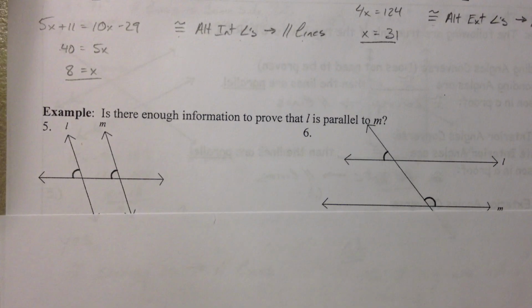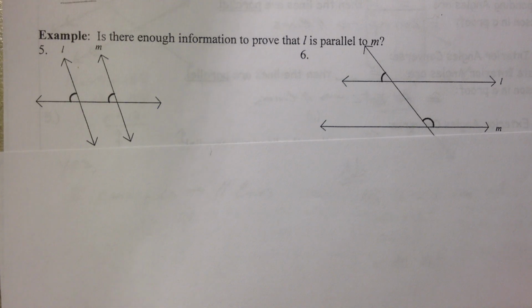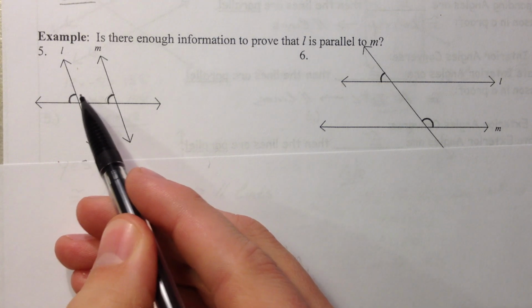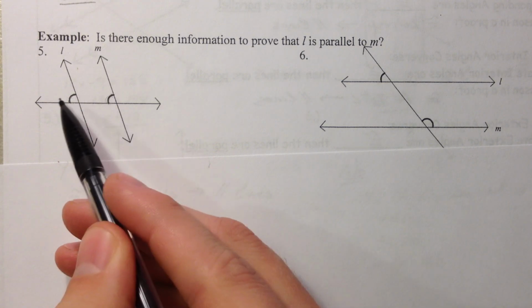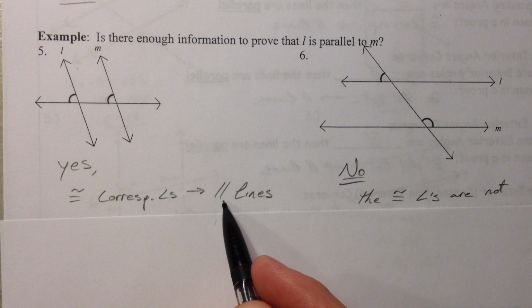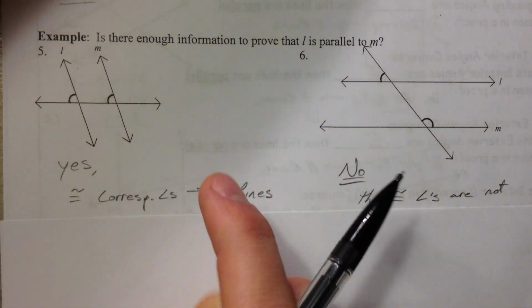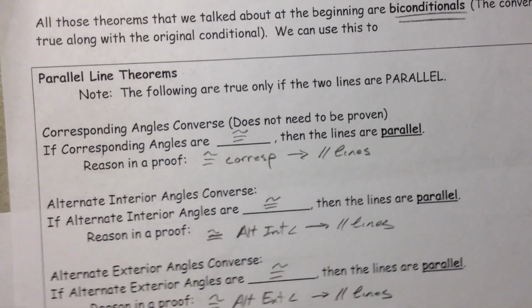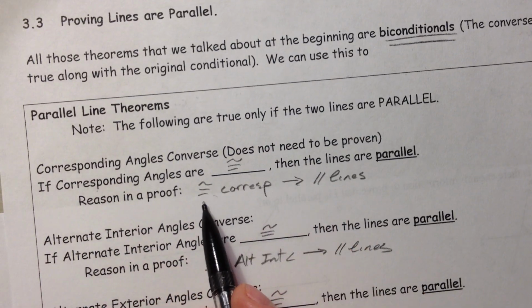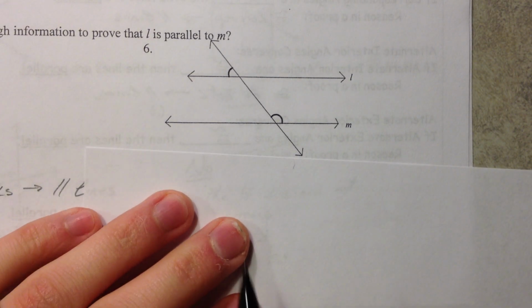So, is there enough information to prove that we have parallel lines? Sorry, just one set. So this and this are congruent. Well, those are corresponding angles, and so yes, there is enough information, because congruent corresponding angles tells me I have parallel lines. Again, the fancy way of saying this would be the corresponding angles converse. You're welcome to say it that way. I like saying it like this because it helps me remember what I need to know in order to prove it.